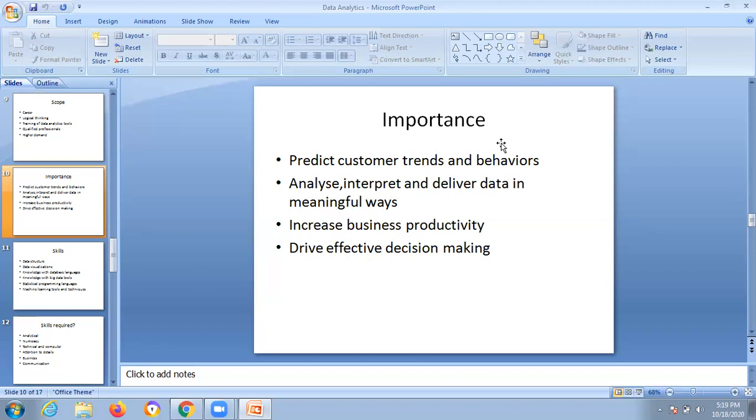After analyzing, it doesn't end. Still, you need to interpret that one. And next, you need to deliver the data in a meaningful manner. And last, productivity should be improved. Every time, business productivity should be improved. Just going into the market and roaming here doesn't work out. You need to work in order to maintain standard productivity.